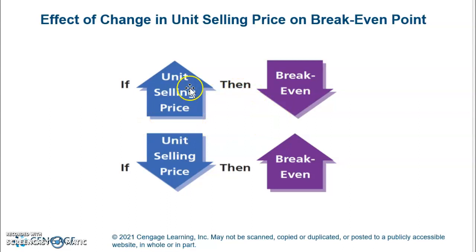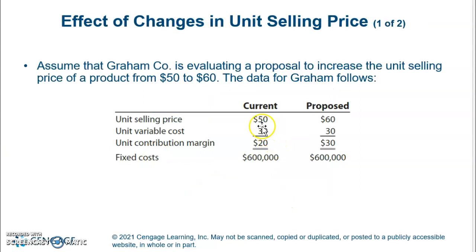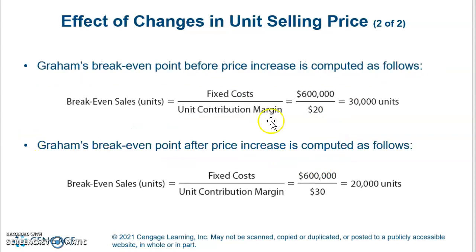The same thing with unit selling price. If it goes up, if we increase the selling price, then we're going to have more dollar amount to cover the break even. So if we go from 50 to 60, now we have a bigger contribution margin, which is going to give us more to work with to cover those fixed costs. So here's a demonstration of that, and you can look over that.